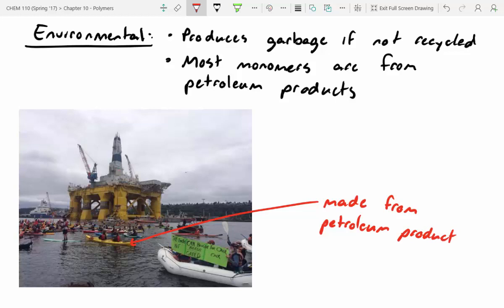I think it's really easy for us to kind of lose sight of where things come from. We just always imagine going to REI and picking up a kayak. We don't imagine the process of drilling down for oil, polymerizing it into a plastic, and then casting it into a full product like a kayak.